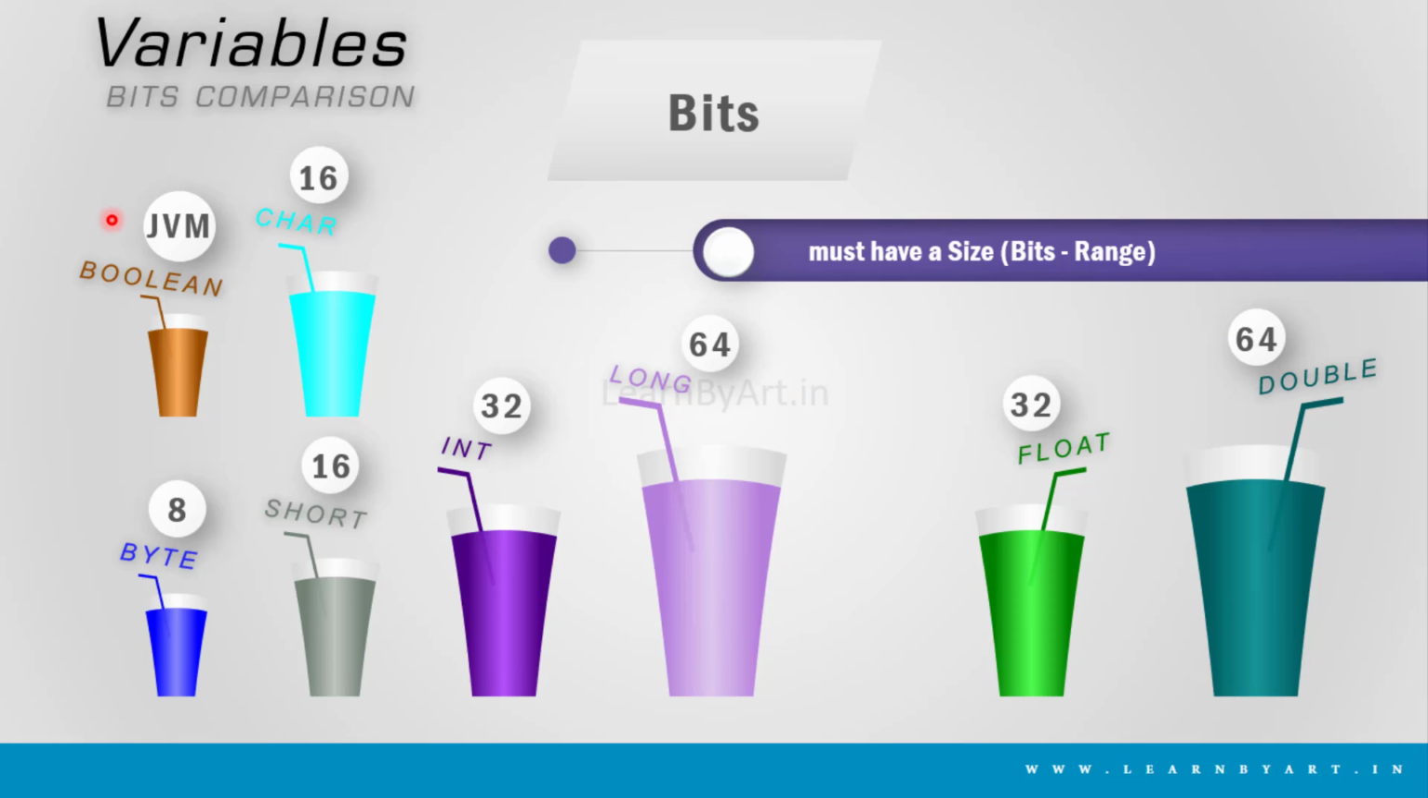The Boolean is basically of 8 bits, but Java says that the size of the Boolean depends upon the type of JVM we are using, whether we are using the 32-bit architecture of the JVM or Java itself, or a 64-bit software architecture of Java.